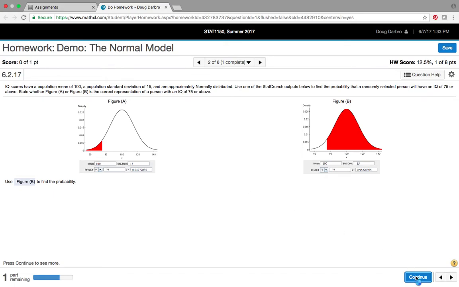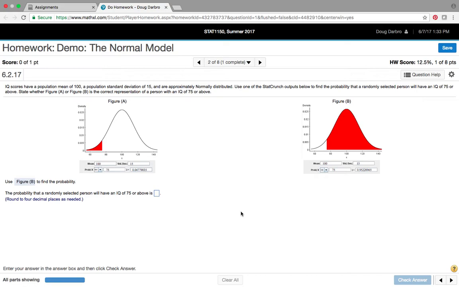Okay, interesting. The probability that a randomly selected person will have an IQ of 75 or higher. All right, let's see, how do we get to StatCrunch from here? I don't know. Let's see. There should be a StatCrunch. Here we go. Go to StatCrunch.